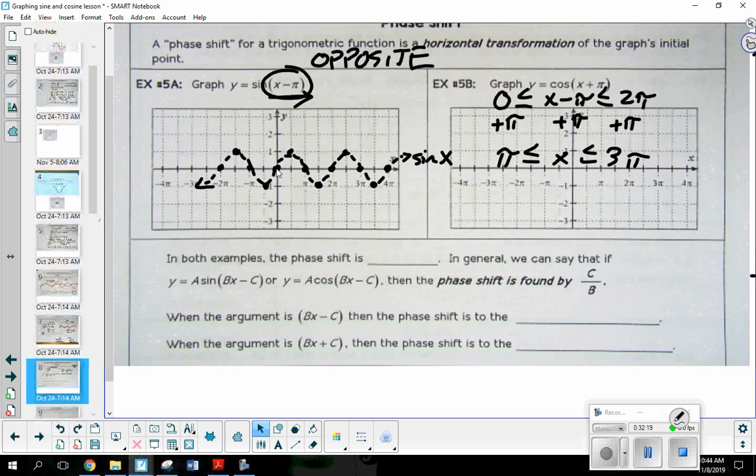Okay, so now I'm going to go ahead and put this compound inequality to the side for just a second. Now I'm going to focus on my y values. Is there anything happening vertically? No, nothing outside the parentheses. So I'm going to use the same values for y. Remember, we started with a 0, then a maximum, 0, minimum, and then we get back to a 0.